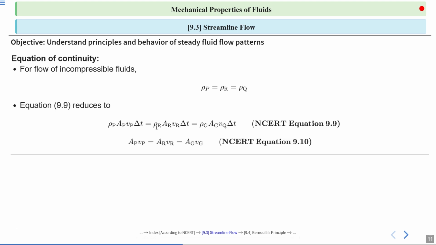So the equation simplifies further to A_P V_P is equal to A_R V_R is equal to A_Q V_Q. Here A stands for the cross-sectional area in square meters. V is the velocity in meters per second. This means that the product of area and velocity is constant along the flow. So if the area decreases, the velocity increases and vice versa. This is the core idea behind the equation of continuity.